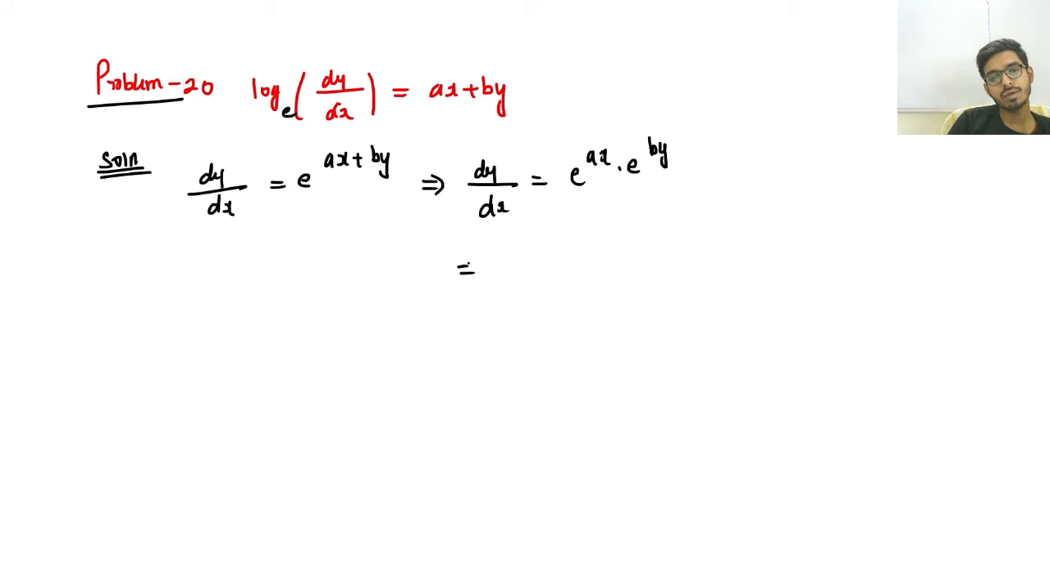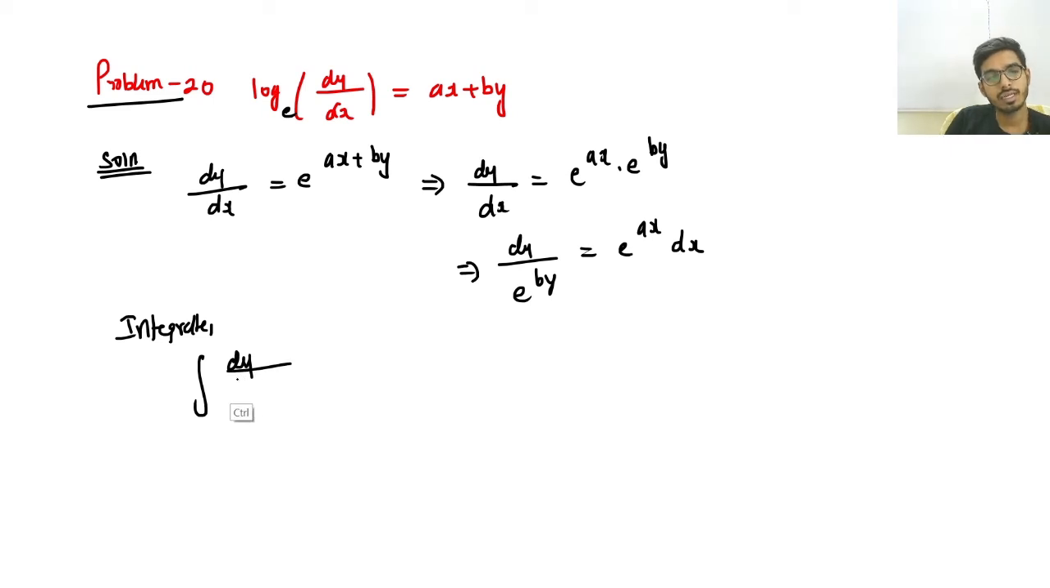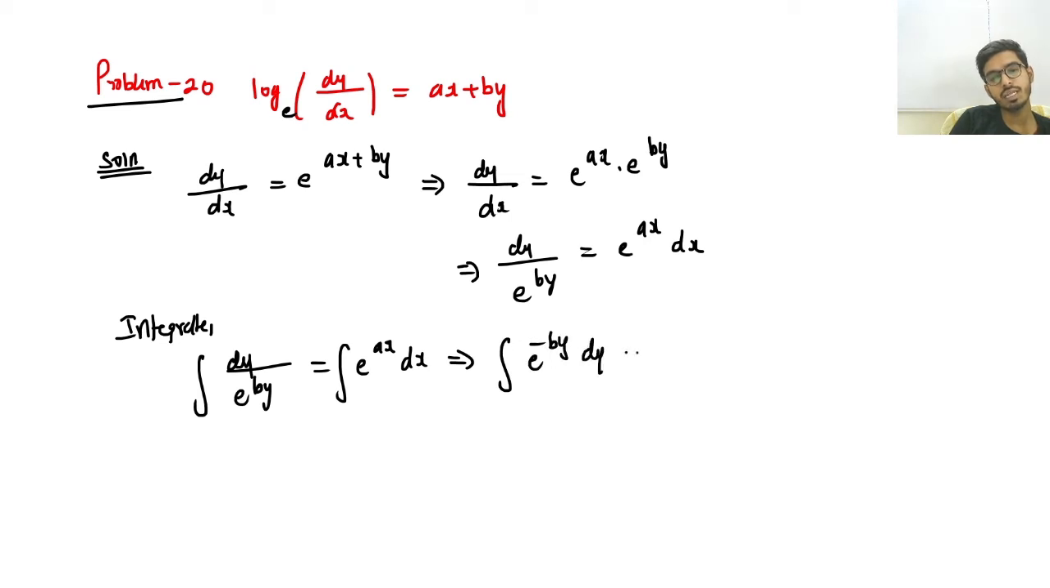So this implies dy divided by e power by is equal to e power ax into dx. Now integrate on both sides. So there will be integral dy divided by e power by is equal to integral e power ax dx. This will be integral e power minus by dy.